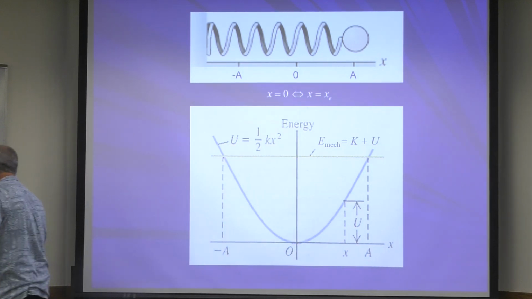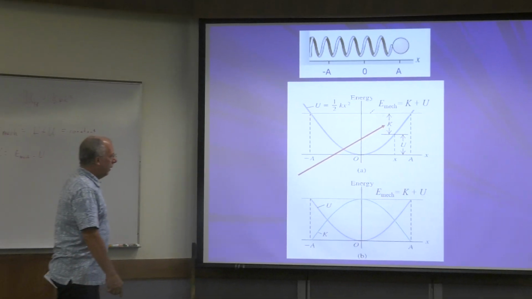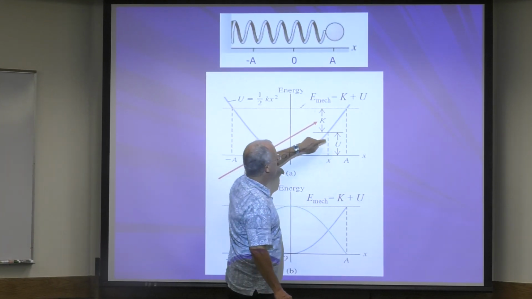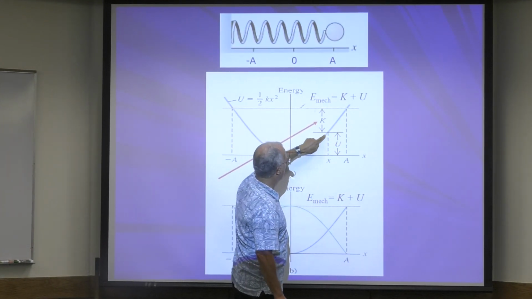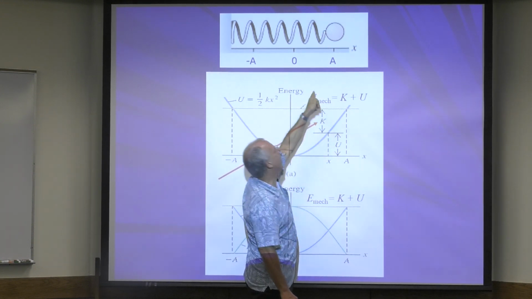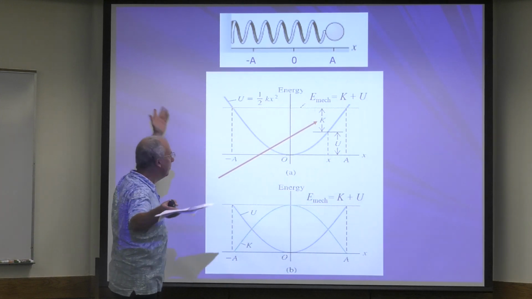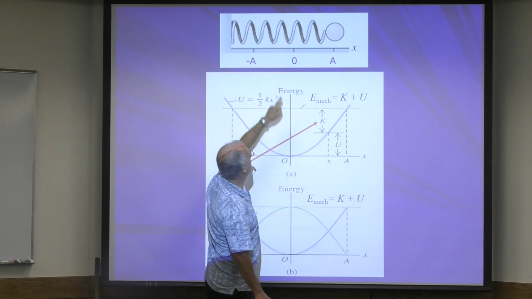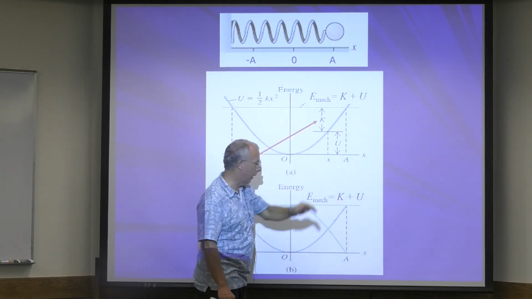Okay, so kind of like what we did before, right? So this is potential energy, this is kinetic energy. So U plus K equals mechanical energy, which is constant, right? And again, this shows that the fastest it's going is right at x equals 0 when there's no potential energy.